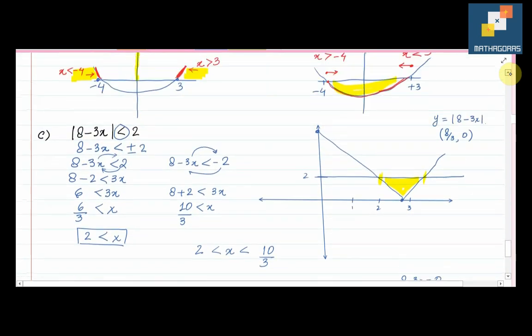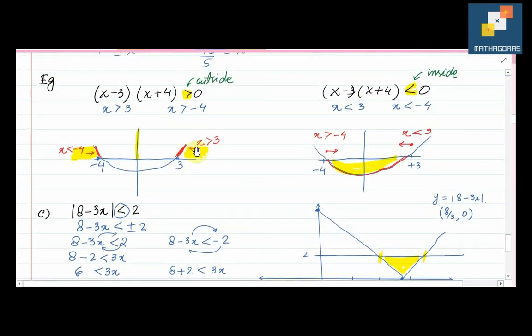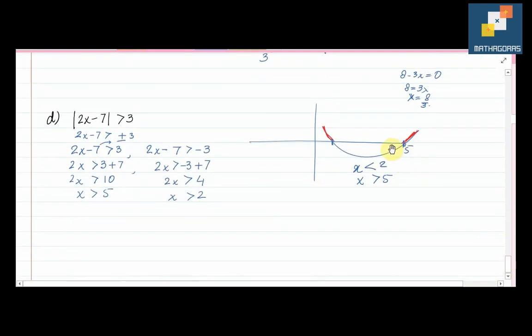It is the same example, same scenario that I have discussed here. For this point, if the sign is greater than, that means you need to lie outside the curve. For outside, you need values greater than 3 in this scenario and smaller than -4 in this scenario. The same example we are applying here. Since the sign is greater than, we need to move outside the curve. So we need a value that is greater than 5 or lesser than 2. So that is our inequality. Or we can write that x should be greater than 5 or lesser than 2 for this type of inequality.